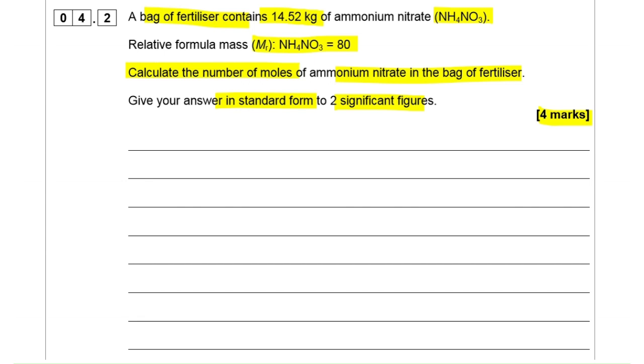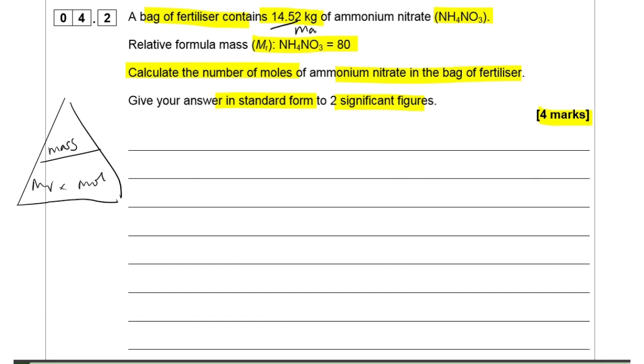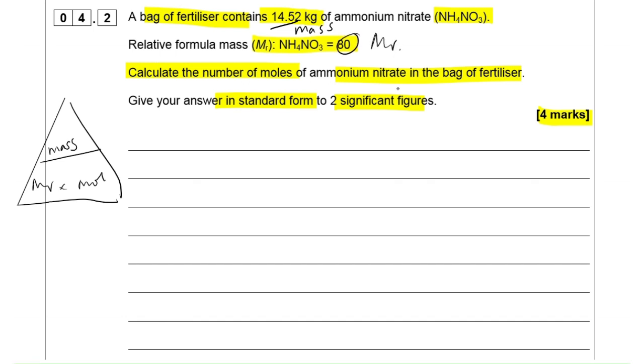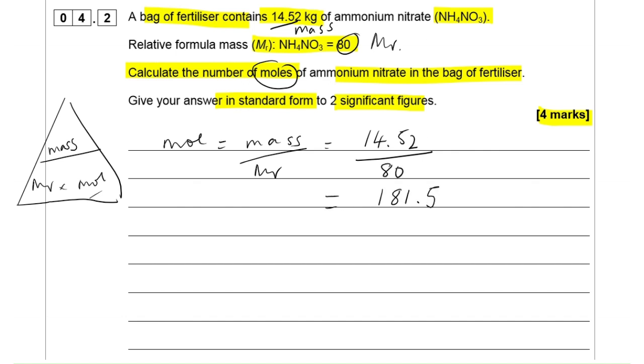Now we start this question off with our formula triangle. Mr, moles, with the mass on its head. If we're looking to work out moles, we cover the moles up and we have mass divided by the Mr. If we look in the question, the mass is the 14.52, the Mr is 80. So the number of moles is the mass divided by the Mr. So the number of moles is 14.52 divided by 80. That gives us 181.5.